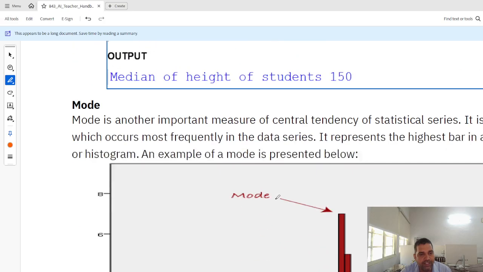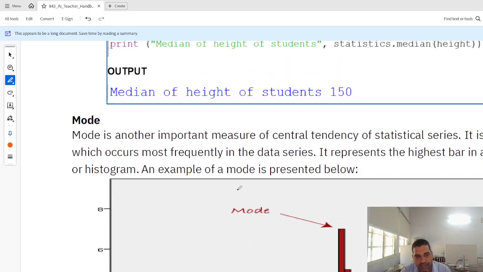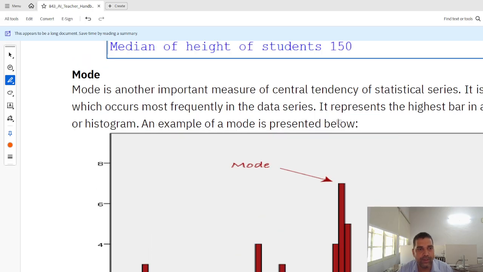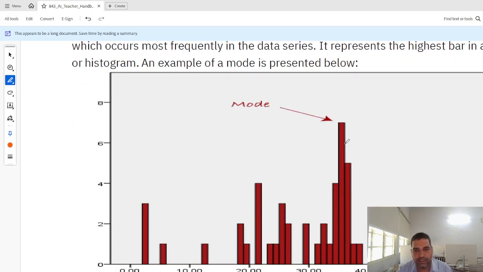So here the median is done. Now the mode. Mode is another important measure of central tendency, which I discussed. In the height data of 151 students, the number that appears more times, how many times? Near about 7 times. This value, I think, is 35.